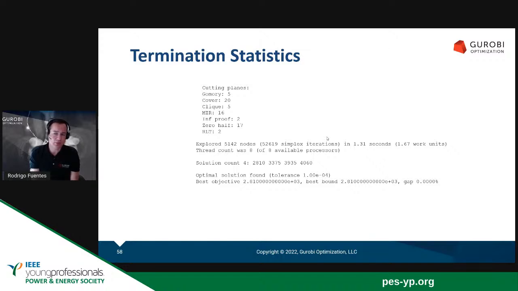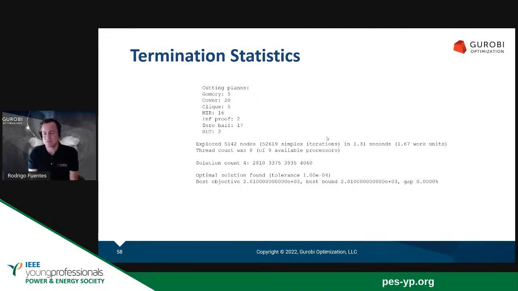If you do nothing, Gurobi will try to do a best guess to provide cuts in solving the problem, and you will get a summary of the type of cuts that were used. You will get a summary of the number of nodes that were explored to find a solution to your problem, the time spent, the work units, and the number of simplex iterations.